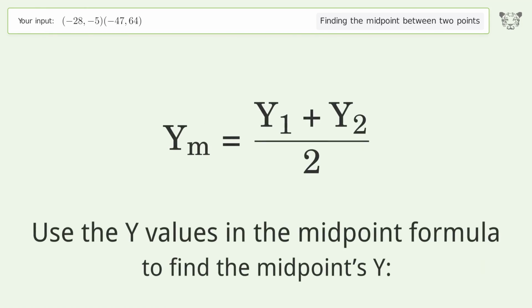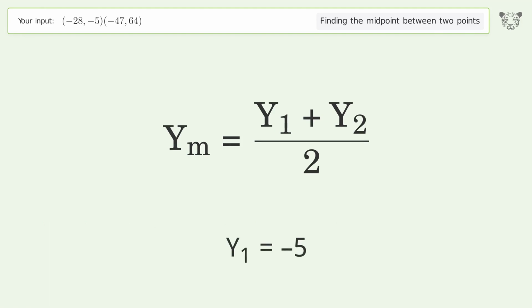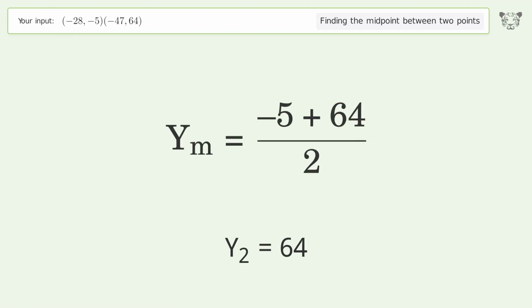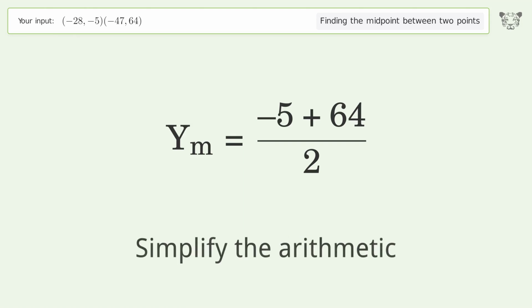Use the y values in the midpoint formula to find the midpoint's y. y1 equals negative 5. y2 equals 64. Simplify the arithmetic.